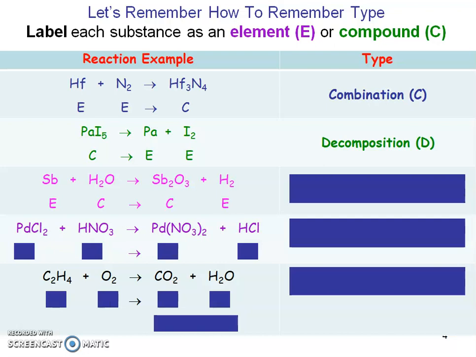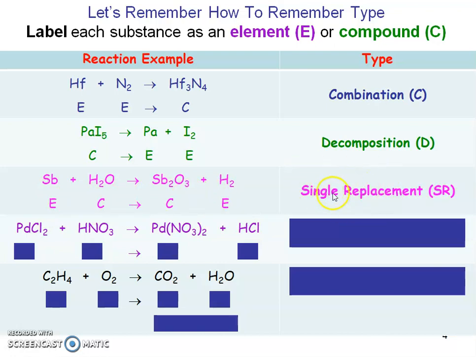Now this one we really need to concentrate on more. I see an element and a compound on the left, and I see a compound and an element on the right. Let me say this, not sure if I said this in the other video, but it doesn't matter the order. If I see an element and a compound on the left and an element and a compound on the right, ding, ding, ding, it's going to be a single replacement reaction, SR. It could be element compound or compound element on the reactant side, and compound element or element compound on the product side. It doesn't matter the order, but you do need one of each on both sides.